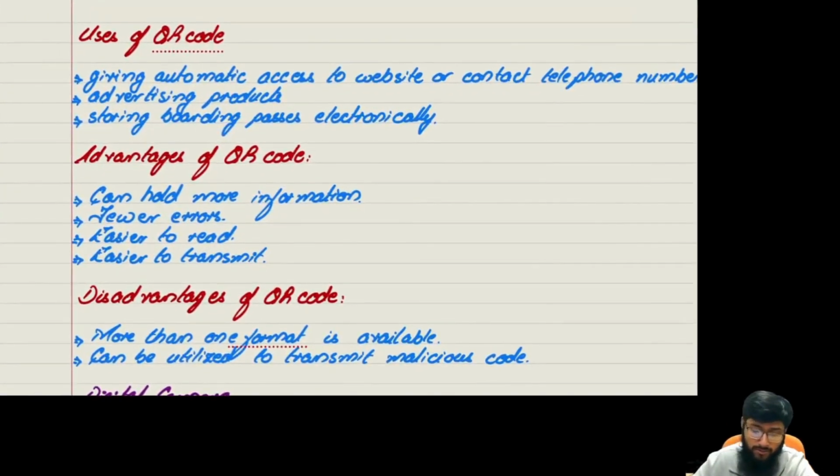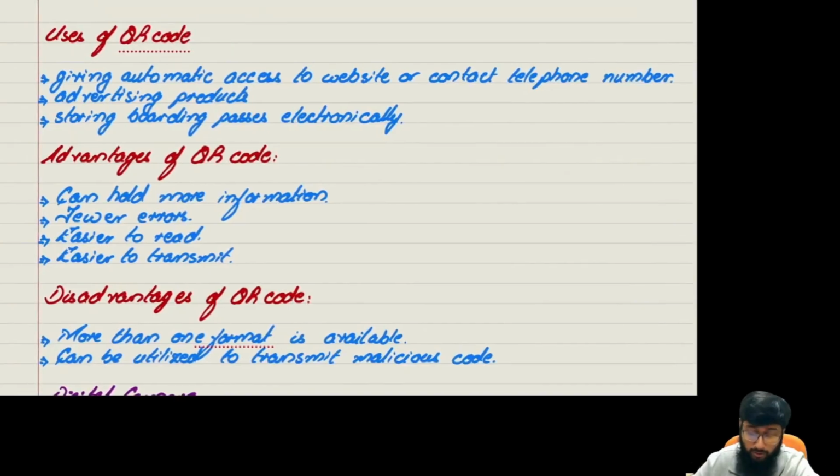So, uses of the QR code. What are the uses of the QR code? Automatic access to a website or a contact telephone number, as I just discussed. Advertising products. You might have seen in many restaurants there is no menu. They are just placing the QR code on the table. You can just scan that QR code and the menu will be displayed to you. So that's a sort of advertising.